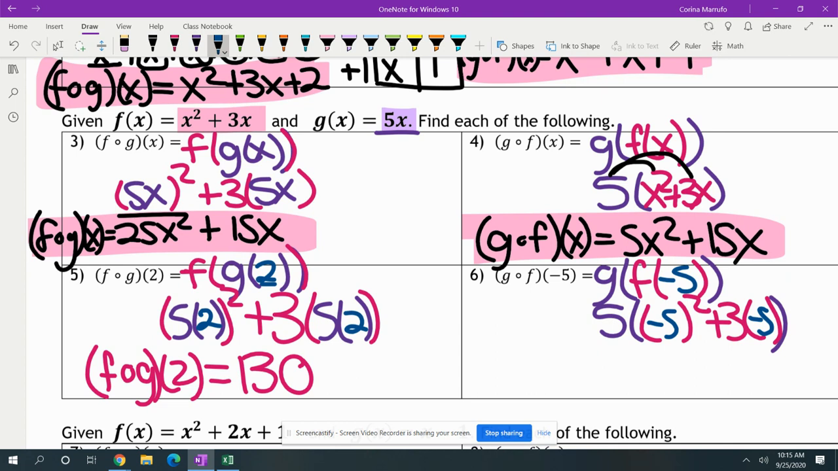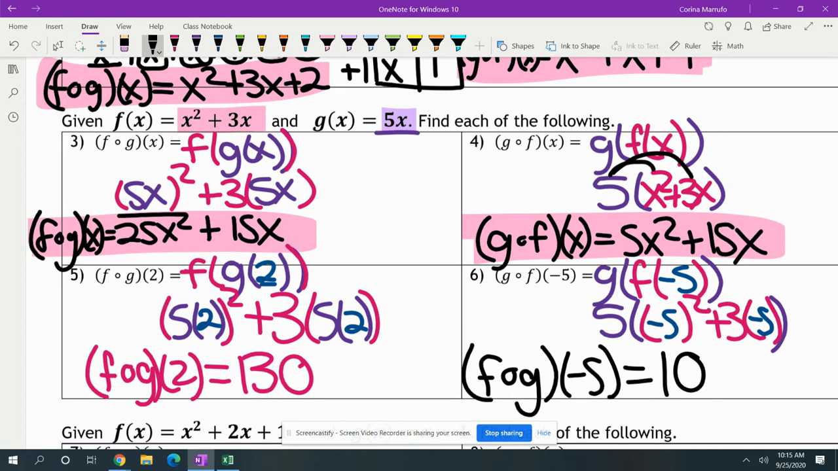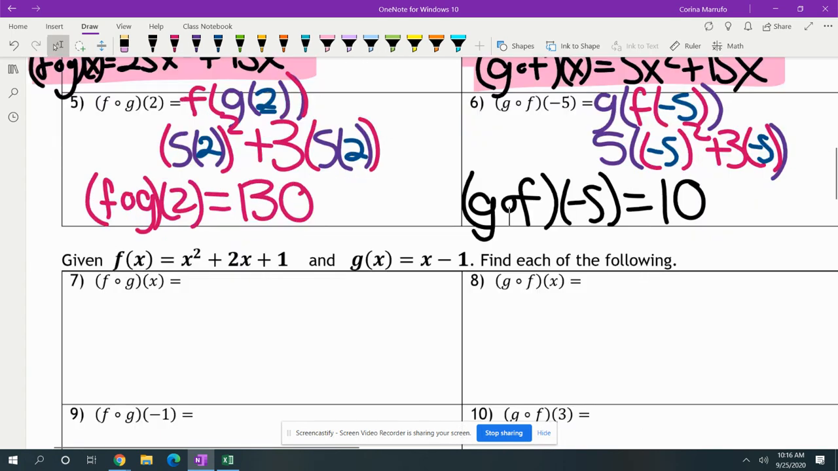We can also do mental math, which is what I'm doing right now. So -5 squared is 25, plus -15 is 10, and then 5 times 10 is 50. So f composite g of, what was the other way around? -5 is equal to 10. Sorry, we did the g composite f. G composite f.